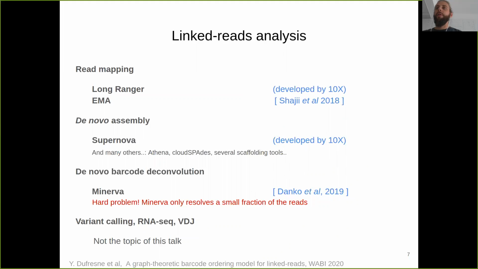Here is a list of a few software tools that are developed for this kind of technology. We have read mappers, assemblers, variant callers, etc. Particularly, we have Minerva, a software that aims to separate short reads into their originating molecule. But Minerva has some trouble, because it only separates around 10% of the reads.